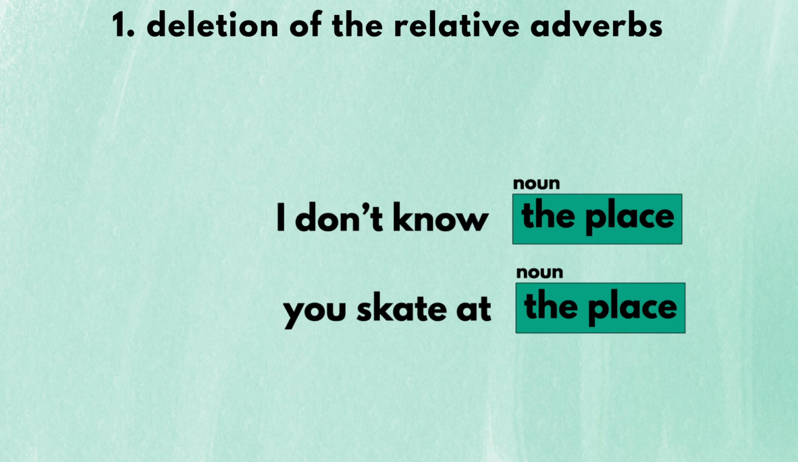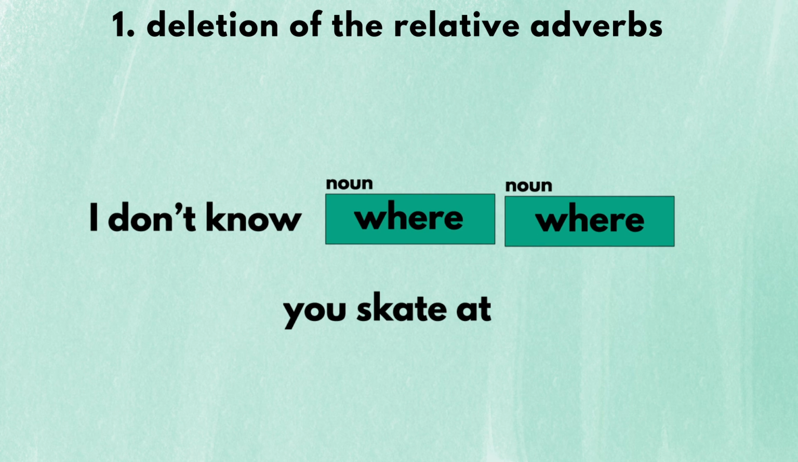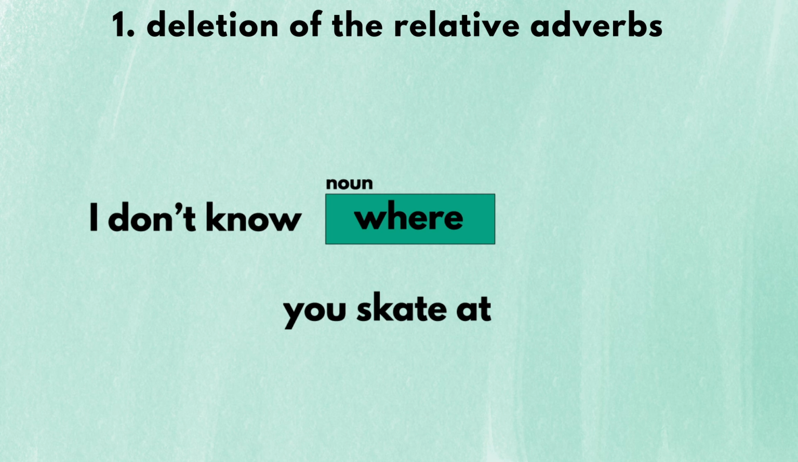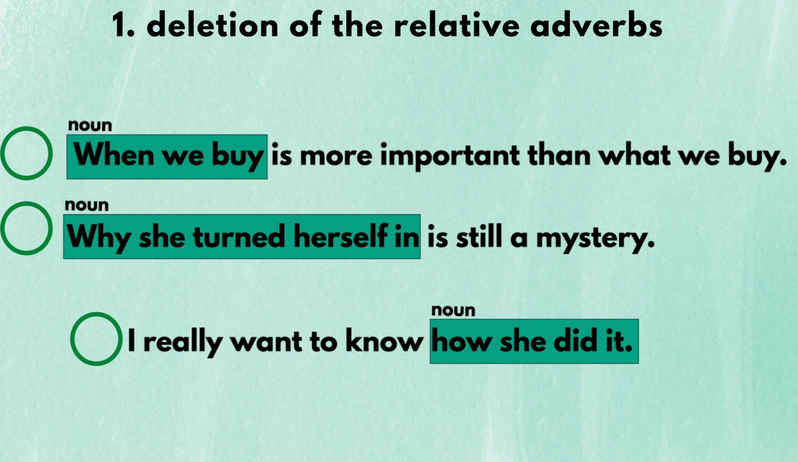For instance, let's say the speaker wants to say the following sentences but doesn't know the name of the place. In this case, they can put "where" in the noun box, move the word "where" in the second sentence to right after the first "where," and then delete one of the "wheres," and put the rest of the second sentence after the relative adverb. This sentence is grammatically correct. The same goes for the relative adverb "when," "why," and "how."